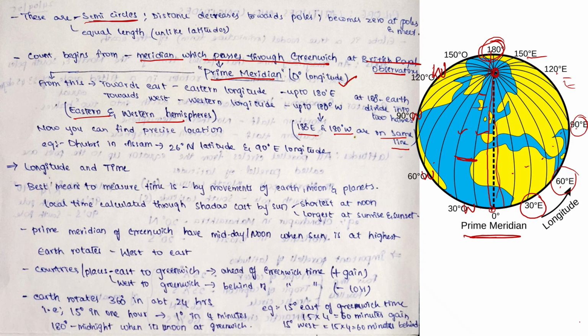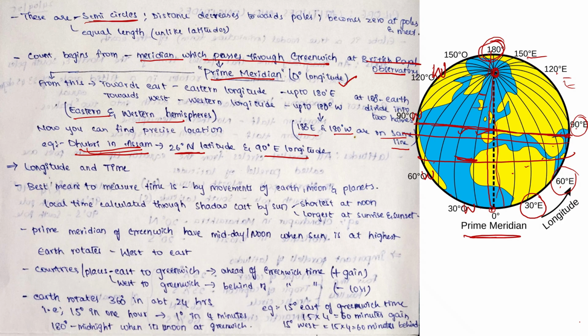So now we can know the exact location of a place. For example, Dhubri in Assam lies at 26 degrees north latitude and 90 degrees eastern longitude. First we find 26 degrees north latitude: this is the equator and this is 20 degrees, so 26 degrees is here in the northern latitude. All this latitude lies at 26 degrees. But to know the precise location, 90 degrees east means from the prime meridian to 90 degrees east. Here lies Dhubri, Assam.